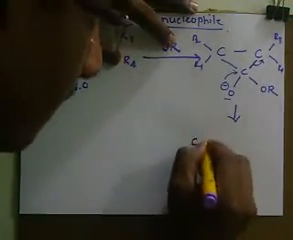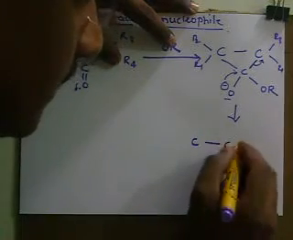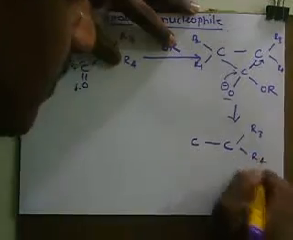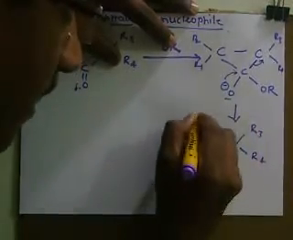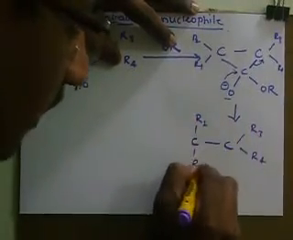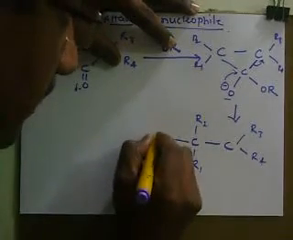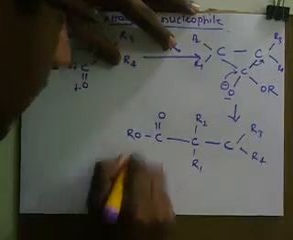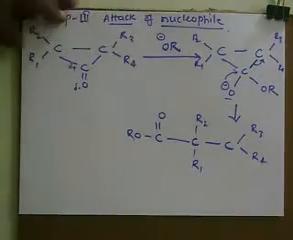carbon R3, R4, this is R2, R1, and this is our C double bond O, OR. This is how it will open.